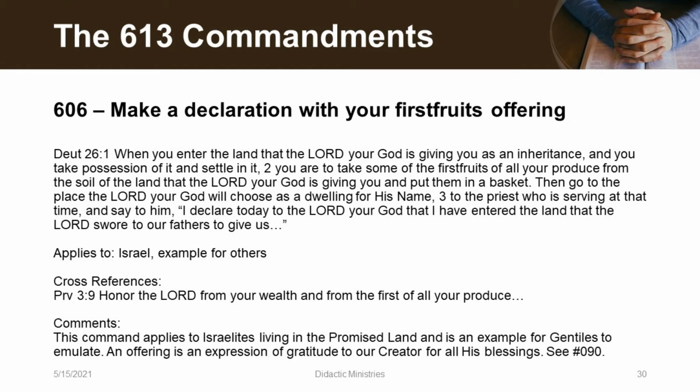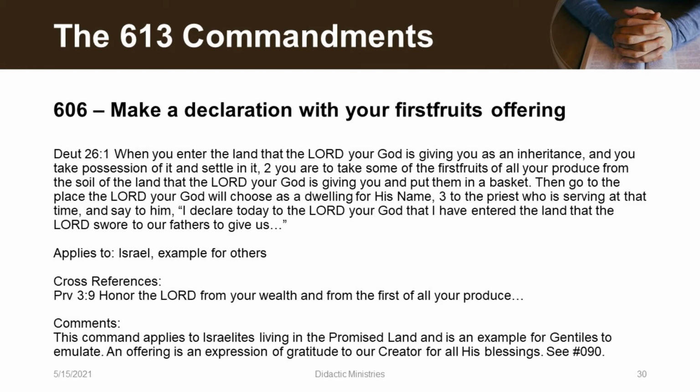Commandment 606, make a declaration with your firstfruits offering. Deuteronomy chapter 26, verse 1 says, when you enter the land that the Lord your God is giving you as an inheritance, and you take possession of it and settle in it, you are to take some of the firstfruits of all your produce from the soil of the land that the Lord your God is giving you, and put them in a basket. Then go to the place the Lord your God will choose as a dwelling for his name, to the priest who is serving at that time, and say to him, I declare today to the Lord your God that I have entered the land that the Lord swore to our fathers to give us.